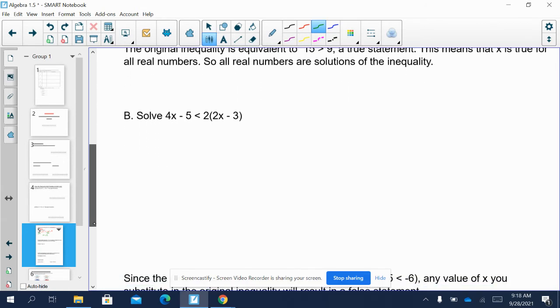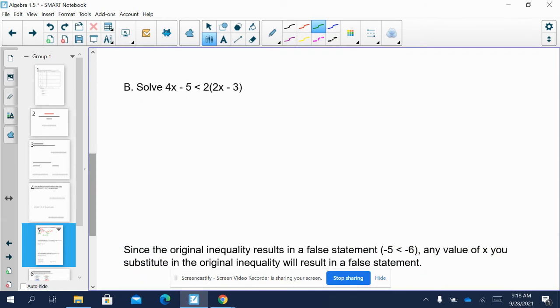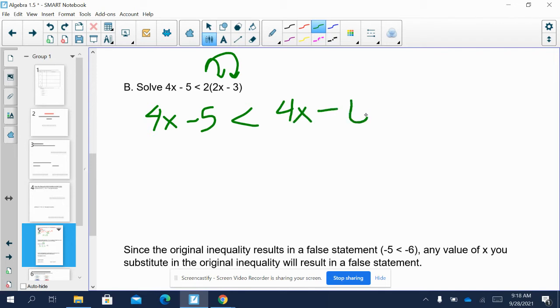So then when we looked at B, we said, okay, well, 4x minus 5 can't be simplified anymore. Less than. But now I see a 2, parentheses 2x, minus 3. So I'm going to distribute that 2 into the parentheses. 2 times 2x is 4x. 2 times a negative 3 is a negative 6 or minus 6.